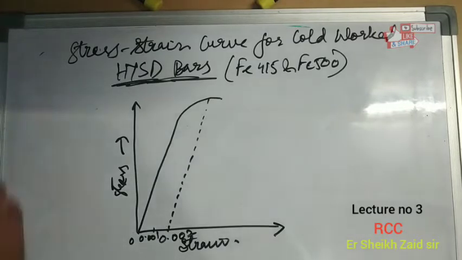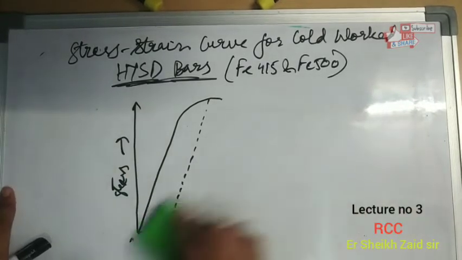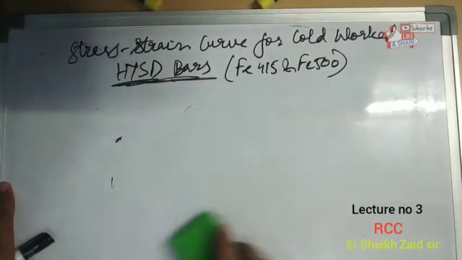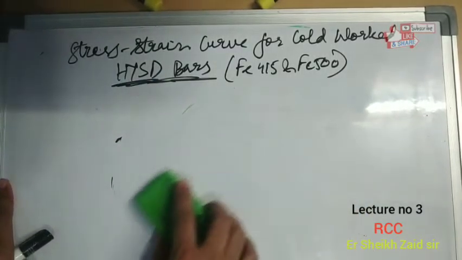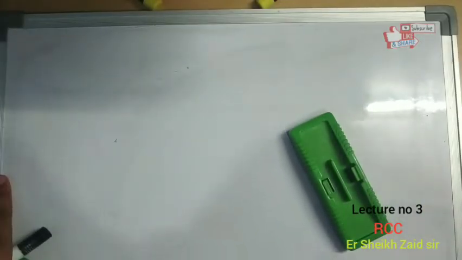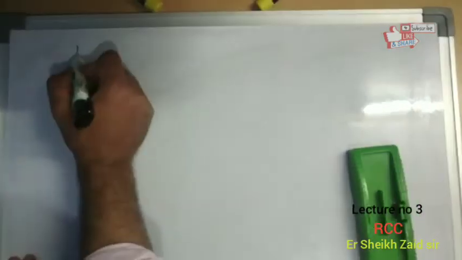Now the next topic that we will start is the working stress method. These are basically design methods based on experimental investigations. Among these methods, we are starting with the working stress method. There are also other methods like the limit state method.